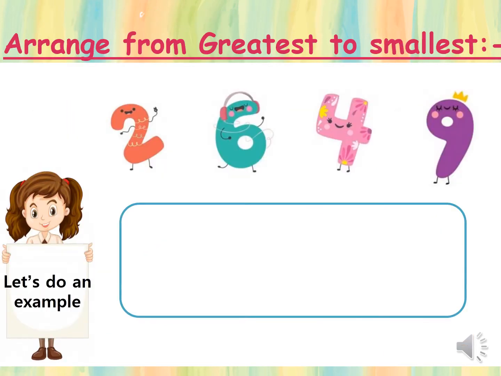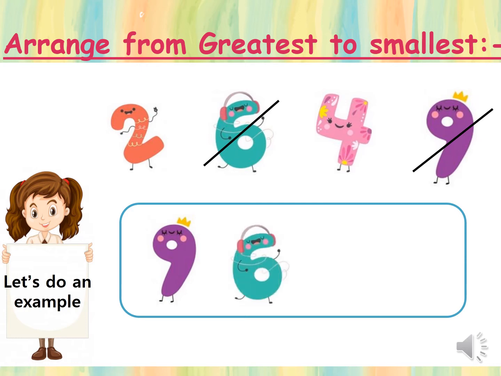Okay, arrange from the greatest to the smallest. It means descending order, like dinosaur. So I'm going to start with a big number. Which here is a big number? 2? No. 9 is the big number. So I'm going to put 9 and cancel it. Which number next is the greatest? 4? No. 6 is the greatest number, so I'm going to cancel it and put it.